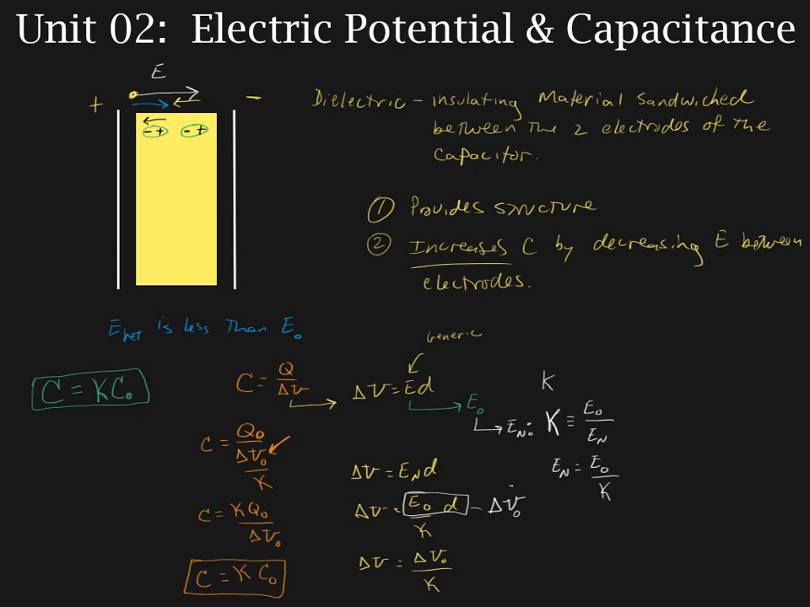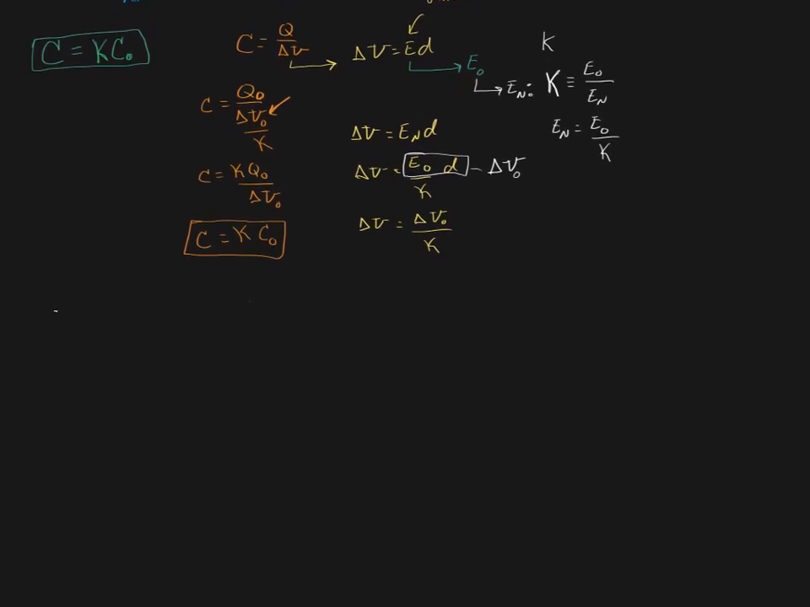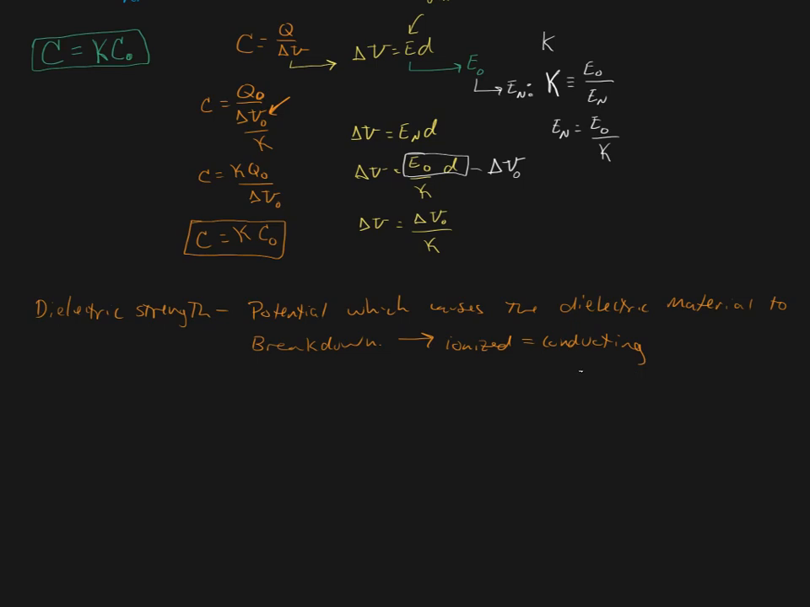All right, now there is one more thing that I need to mention here about capacitors, and that is going to be the dielectric strength. And the dielectric strength just describes the potential which causes the dielectric material to break down. Now, what do we mean by break down? Well, that means that it becomes ionized, and or you might say a conducting path. You create a conducting path through the dielectric material.